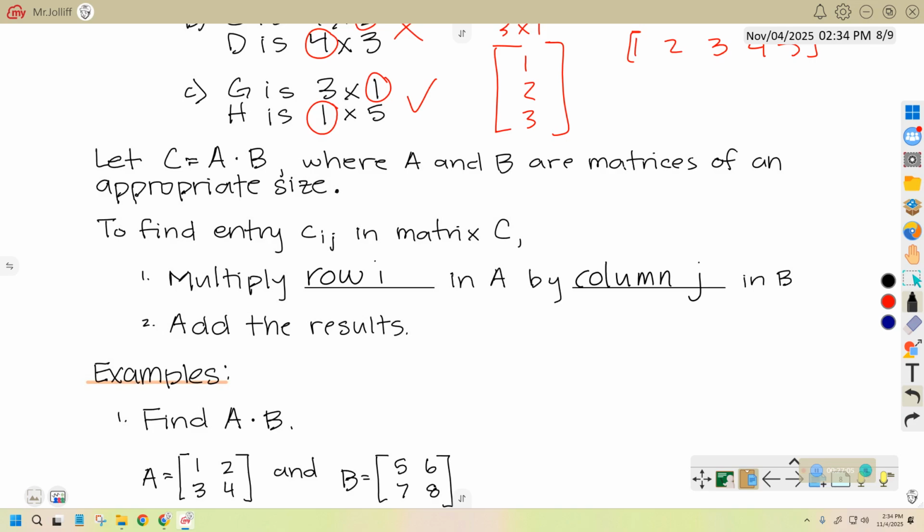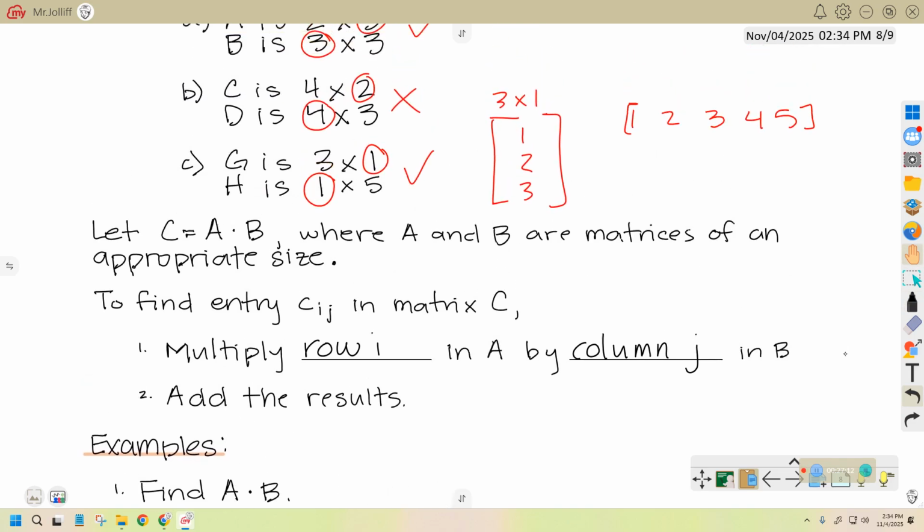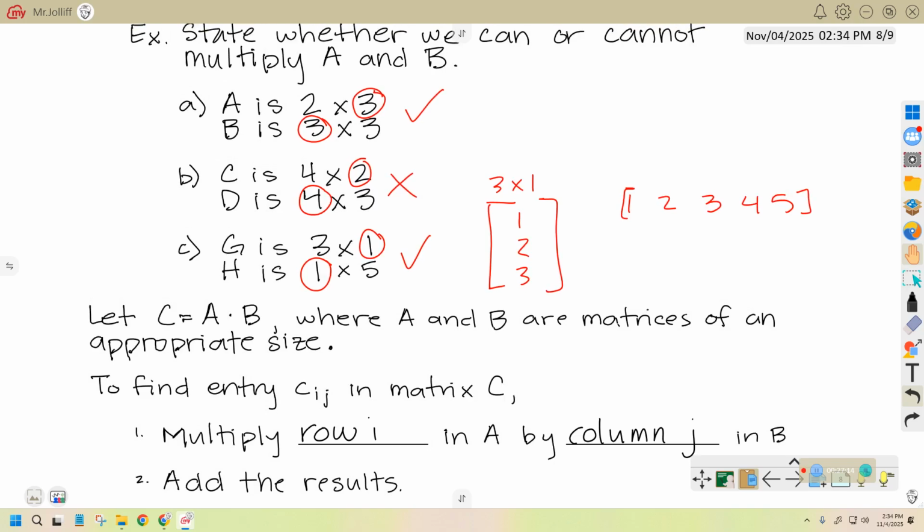When we do this, we see an interesting pattern. When I multiply, I'm going to come up here to our examples. When I multiply a 2 by 3 matrix by a 3 by 3 matrix, the row and column on the inside match. The numbers on the outside become the size of my answer. A times B will be 2 by 3.